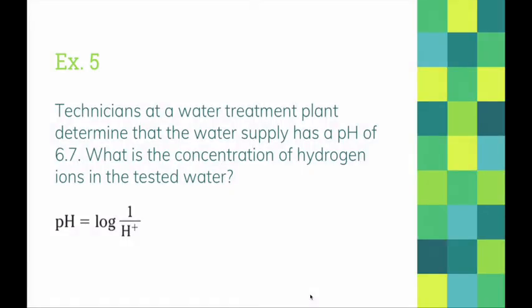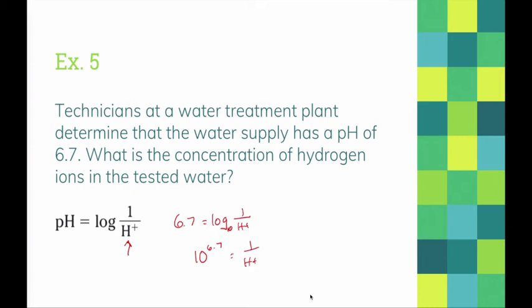Technicians at a water treatment plant determine that the water supply has a pH of 6.7. What is the concentration of hydrogen ions in the tested water? So now we want to solve for the hydrogen ions in this equation. And so our pH is going to be 6.7. And so we can put this in exponential form by remembering that our base is 10. So 10 to the 6.7 is 1 over the number of hydrogen ions, or the concentration of hydrogen ions in, I think, was moles per liter.